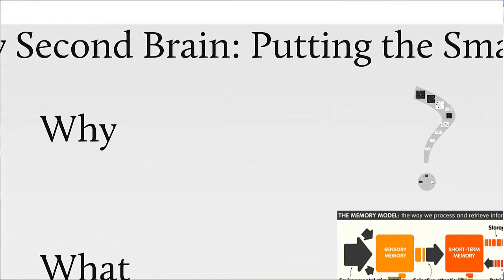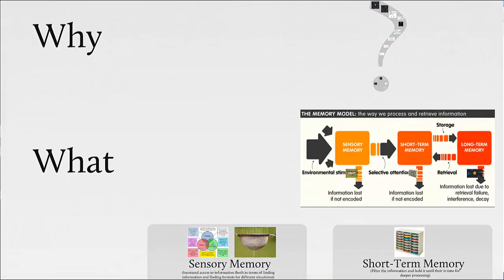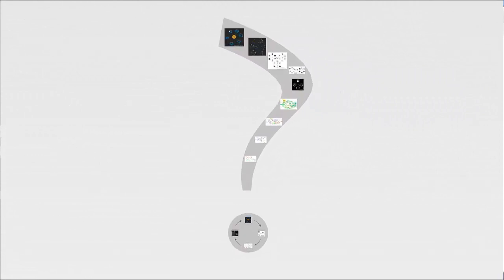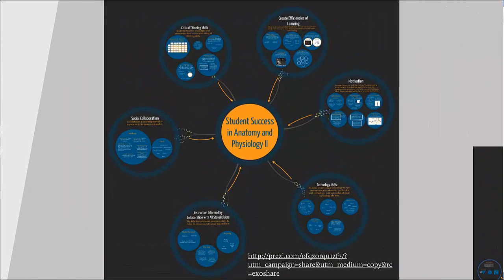All right, so back to why. We're going to go through the why, the what, and the how. The why is essentially, I like to create big picture diagrams. So one of the things I like to do is study student success in my AMP2 courses. And I'm going to go into this in detail later on, so I won't do it now. You can click on the link if you go to the Prezi and you can see this bigger Prezi. But essentially, I like to collect all of my thoughts on student success into one large diagram of Prezi.